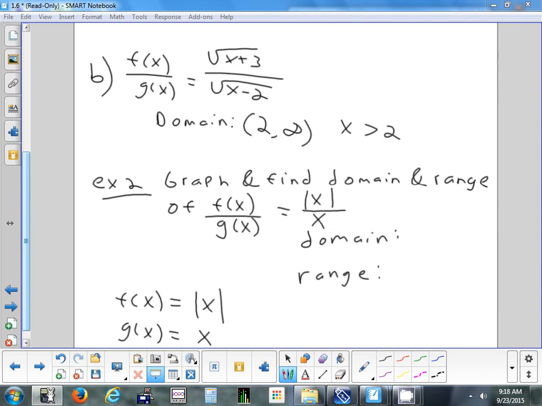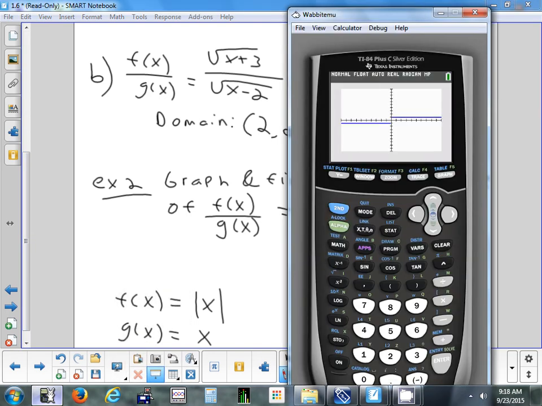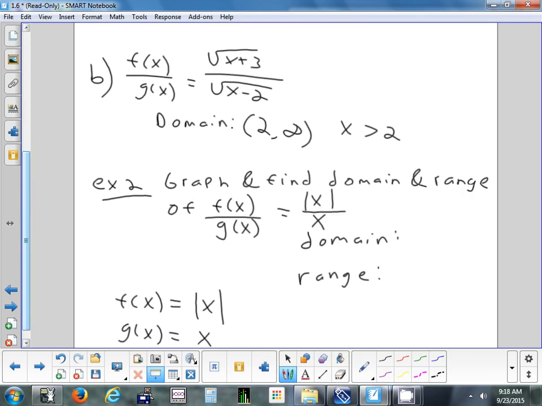Try plugging in like 2. Jamie, what's the absolute value of 2? 2. And what if you take 2 and divide by 2? You get 1. So you try 6. Absolute value of 6 is 6. Divide by 6, 1. Okay, so you're always going to get 1 if you pick a number that's above 0. If you pick a number below 0, like -3, okay, absolute value of -3 is positive 3, divided by -3 is -1. So the range here is very limited.